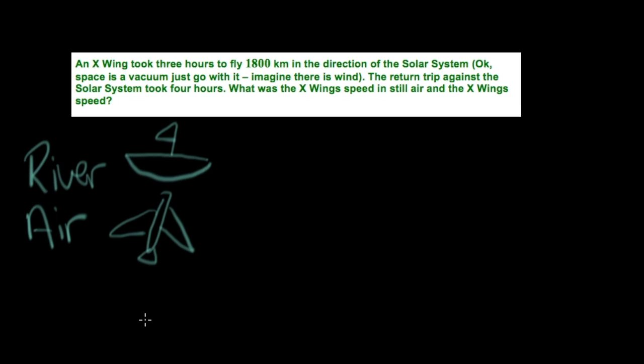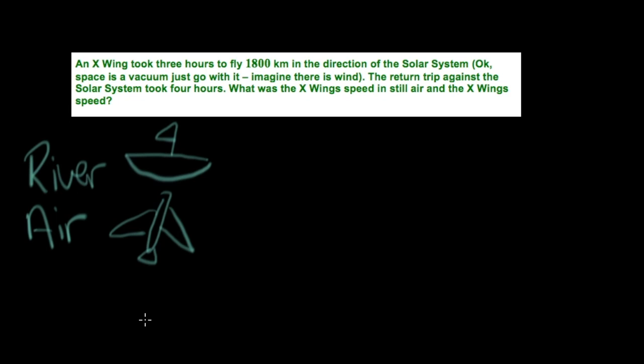So these are the types of questions, and I'm going to just change this into a Star Wars X-Wing question. And it makes no sense because space is a vacuum and there's probably not any wind, but just imagine that there is, just because I want to make this an X-Wing question. Okay, so an X-Wing took 3 hours to fly 1,800 kilometers in the direction of the solar system, so that's with the wind, and then against it took 4 hours. So what was the speed in still air and the X-Wing speed?